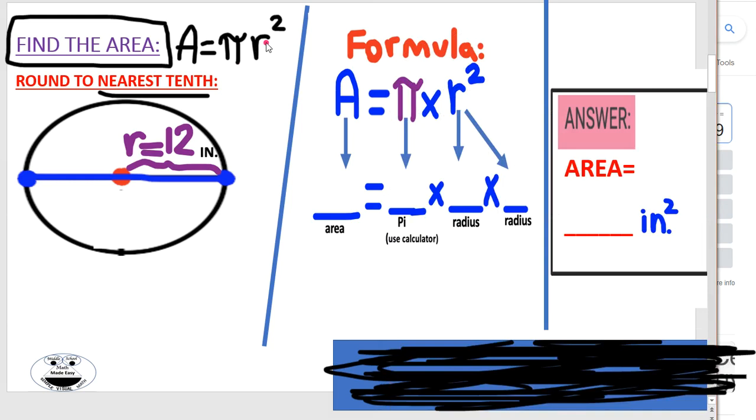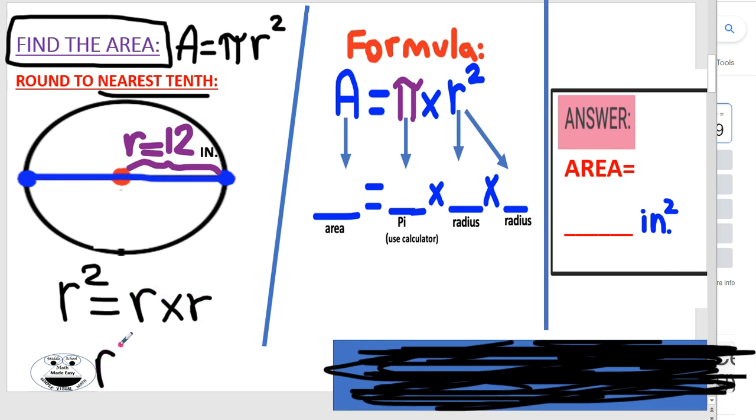And r with a little 2, we read that as r squared, or r with an exponent of 2. And what does r squared mean? R squared, r with an exponent of 2 means r multiplied by itself, r times r. So the 2 tells us to do r times r, 2 times. If there was a 3, we would do r times r times r. So the exponent tells us how many times to multiply the r by itself.